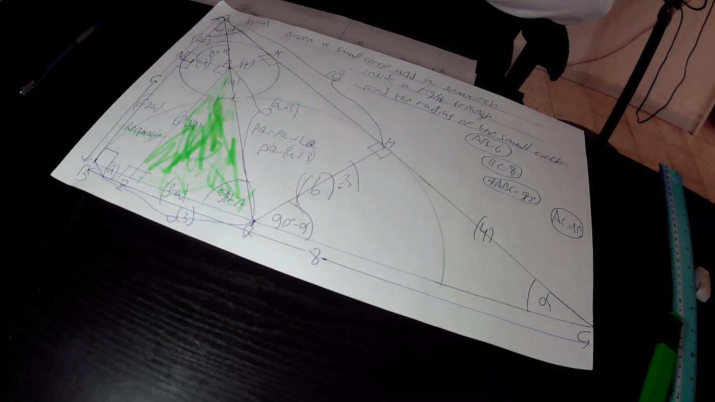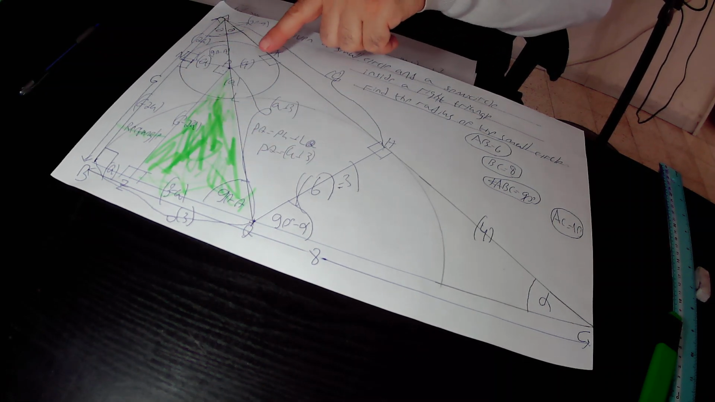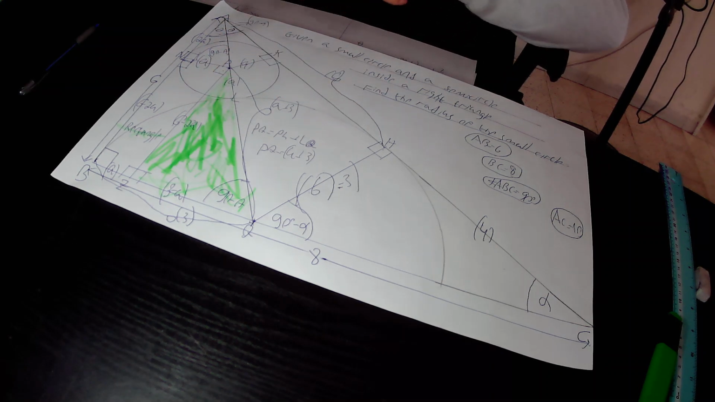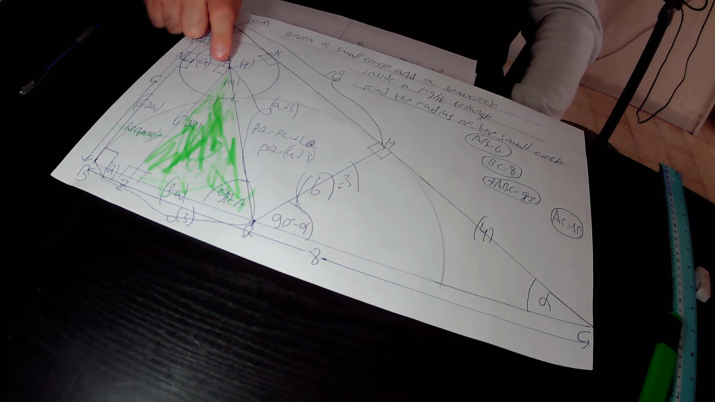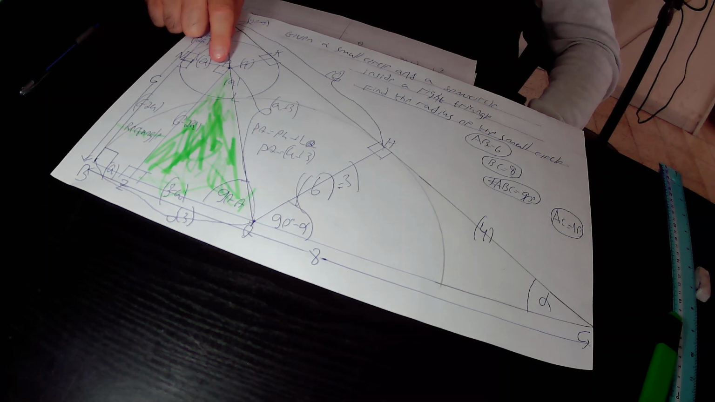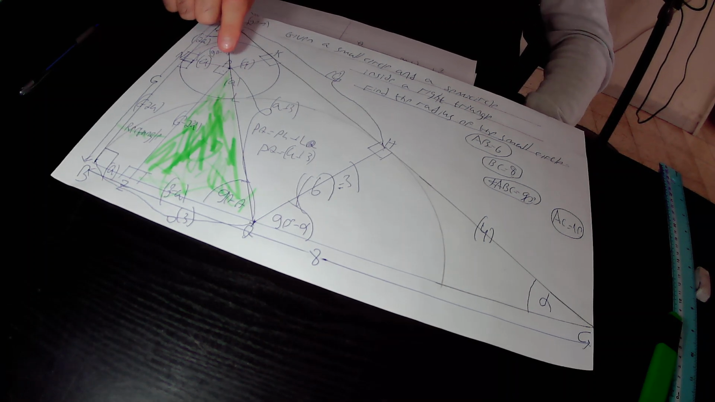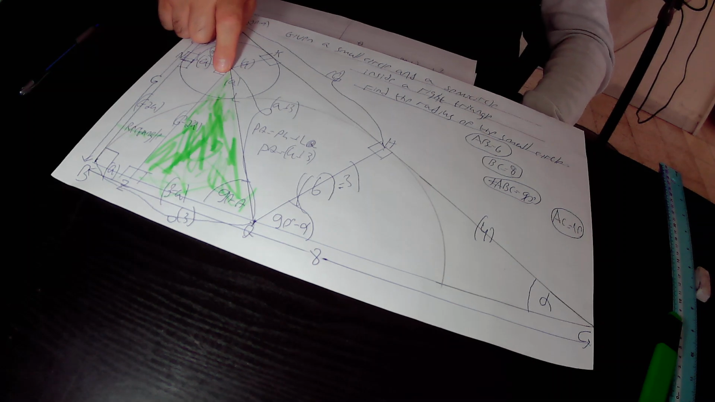By doing this construction, we created quadrilateral NPZB. Inside quadrilateral NPZB, we have 1, 2, 3 right angles. The sum of 3 right angles is 270 degrees. So 270 degrees plus the size of this angle, in total they must be equal to 360 degrees according to the rule that the sum of the angles in any quadrilateral is equal to 360 degrees. Therefore this angle must be equal to 90 degrees in size.